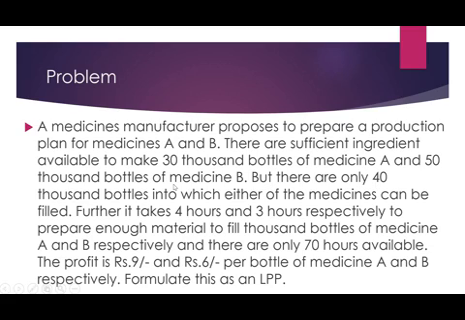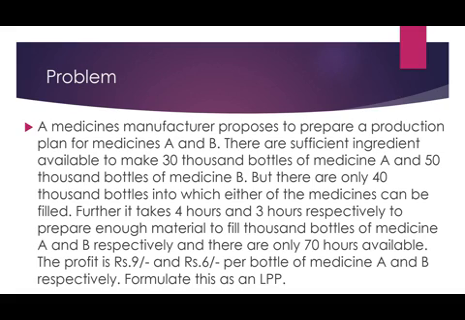But there are only 40,000 bottles in which either of the medicines can be filled. So individually, maximum that you can manufacture for A is 30,000. Maximum that you can manufacture for B is 50,000. But to fill this, the maximum number of bottles that are available with us are only 40,000. So this is a separate constraint altogether, which is a bottling constraint.